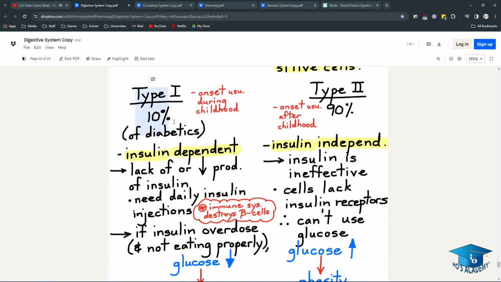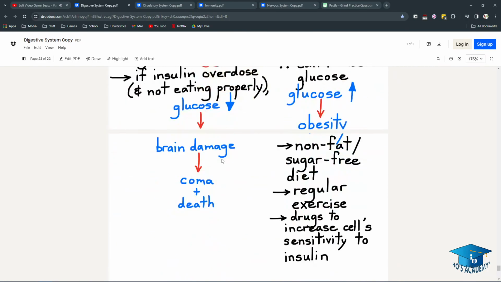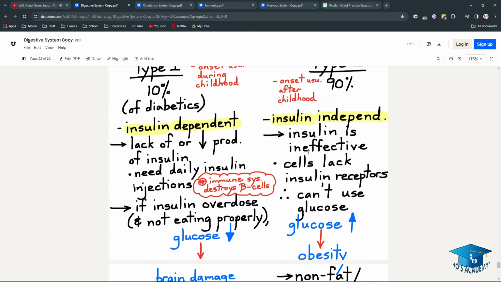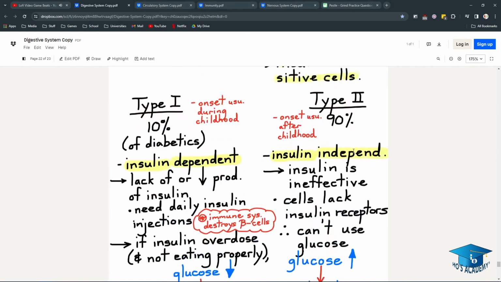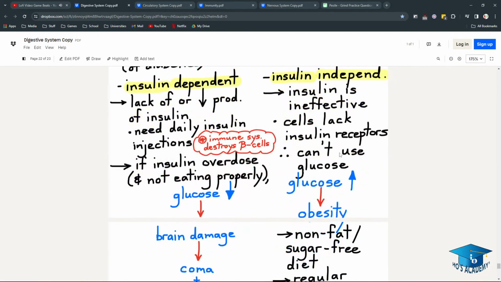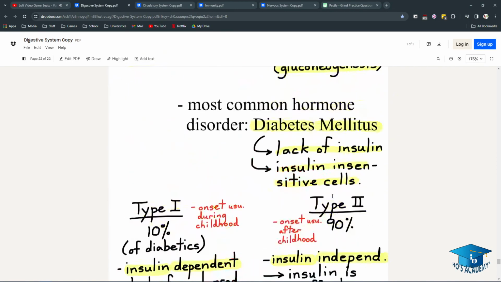Type 1 diabetes means that you're insulin dependent because you are not producing enough insulin, which means that you're getting a glucose decrease. And type 2 is usually if you eat too much and you become insensitive to insulin, meaning your glucose is too high and you'll get obesity and then a bunch of health complications.